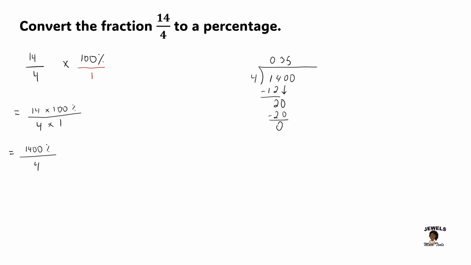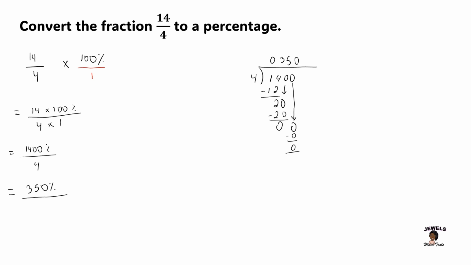And remember that even though we still have this last 0, we still have to divide into that because it is still a part of our number. So 4 goes into 0, 0 times. And just to work out the rest of the question, I'm going to go through the step as well. So 4 times 0 is 0, and 0 minus 0 is 0. So my fraction 14 quarters when converted into a percentage is 350%.